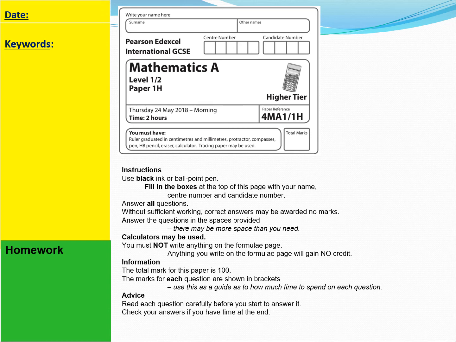Welcome back. We are going to now look at the next 5 questions, that is question number 6 to question number 10 in IGCSE paper 1H May 2018.